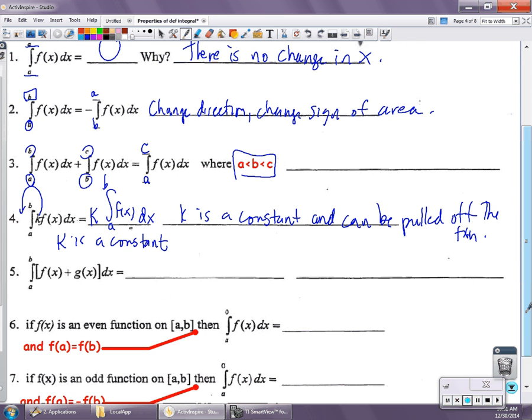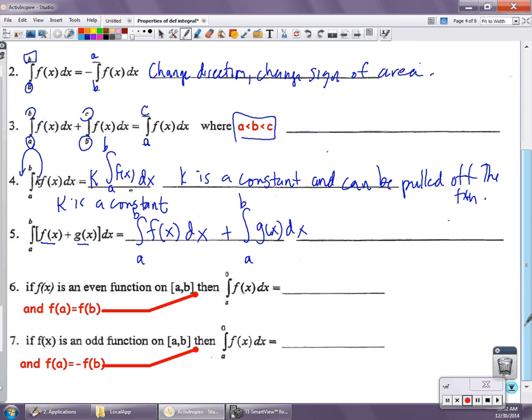Number 5 says if you're going to accumulate the area of two functions, f of x plus g of x, instead of accumulating the area over the entire function, you can break that into smaller parts. You can accumulate the area from a to b of f of x all by itself, and then accumulate the area from a to b under g of x all by itself, and then add them together. It's the same thing. You can take that sum and break it apart and accumulate the areas individually.